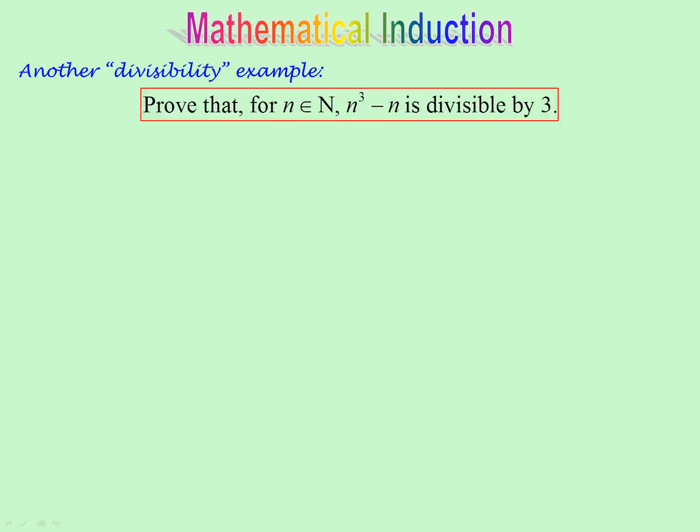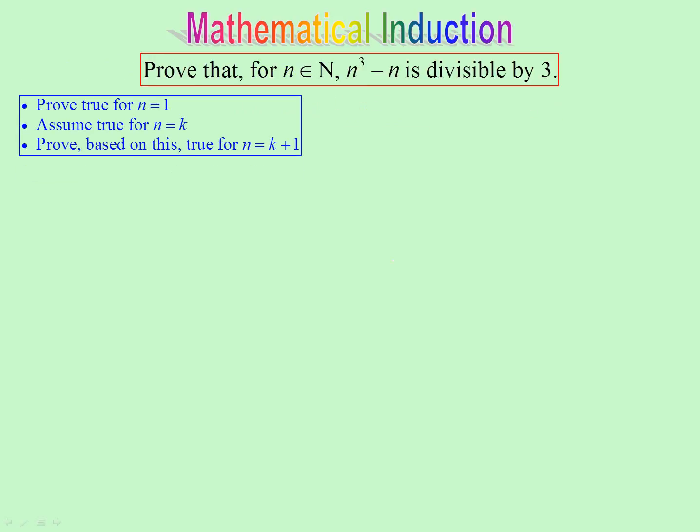Let's do another divisibility problem. Slightly different this time. We don't have the n in the exponent. This is why I've selected this one. Right, reminder. There we are. Prove for n equals 1. Assume true for n equal k. Based on this, show true for n equal k plus 1.